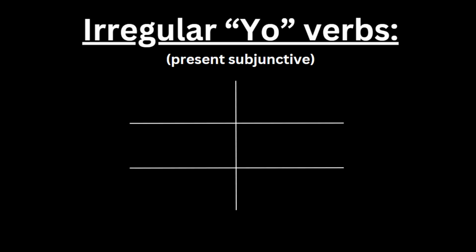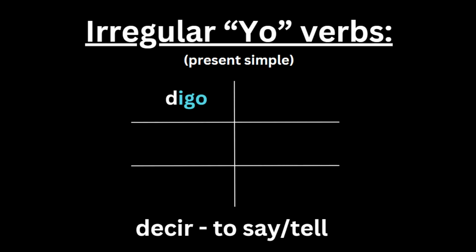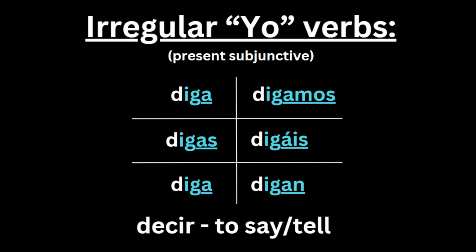Now that you hopefully understand this concept, let's finish the rest of the irregular YO verbs in the present subjunctive together. Let's take the verb decir. From what I've shown, how would you conjugate the verb decir in the present subjunctive? In case you're having trouble, remember to take the conjugation of the yo pronoun from the present simple, apply the ending to every pronoun, and change the vowel at the end to match the pronoun. In the present subjunctive, decir will look like this. Yo diga, tú digas, él diga, and so on.